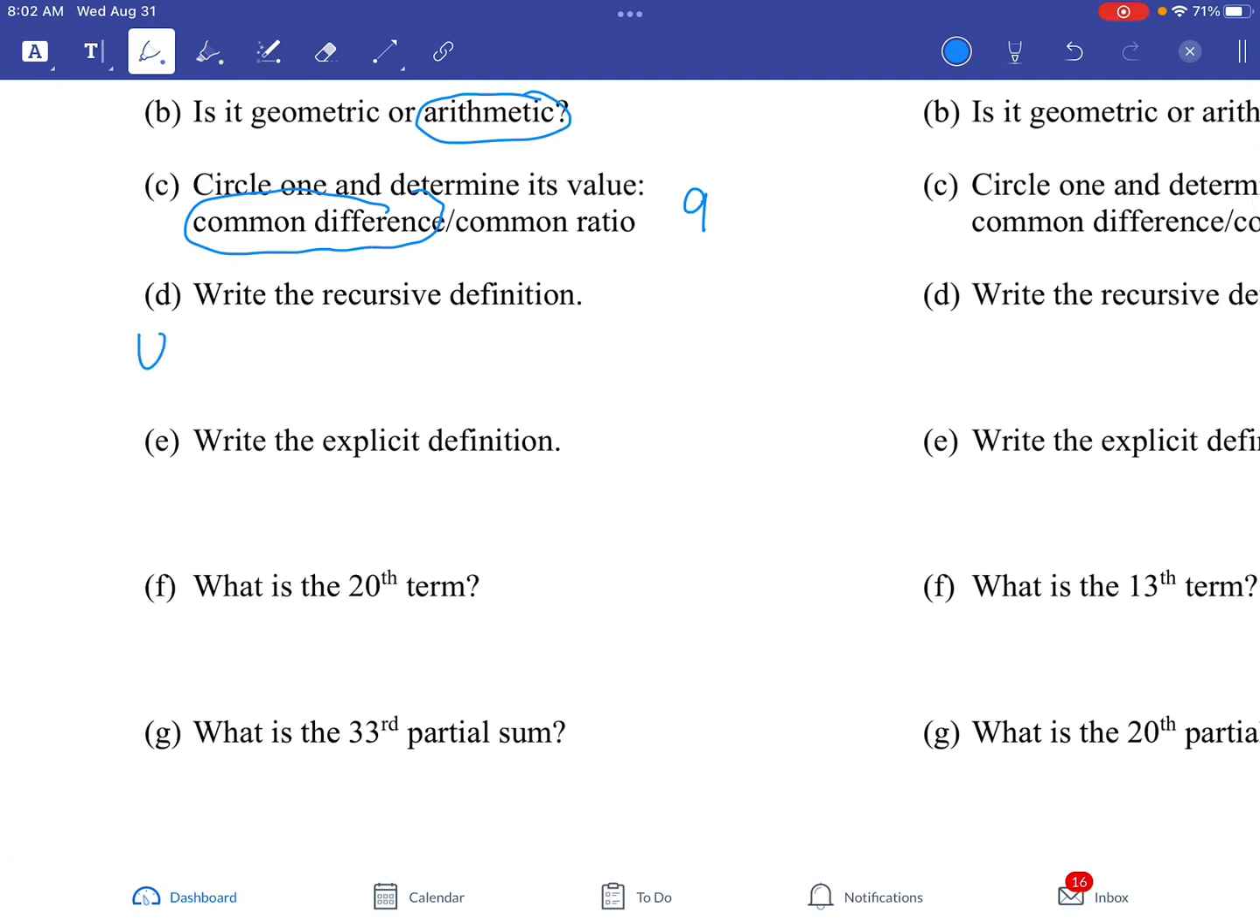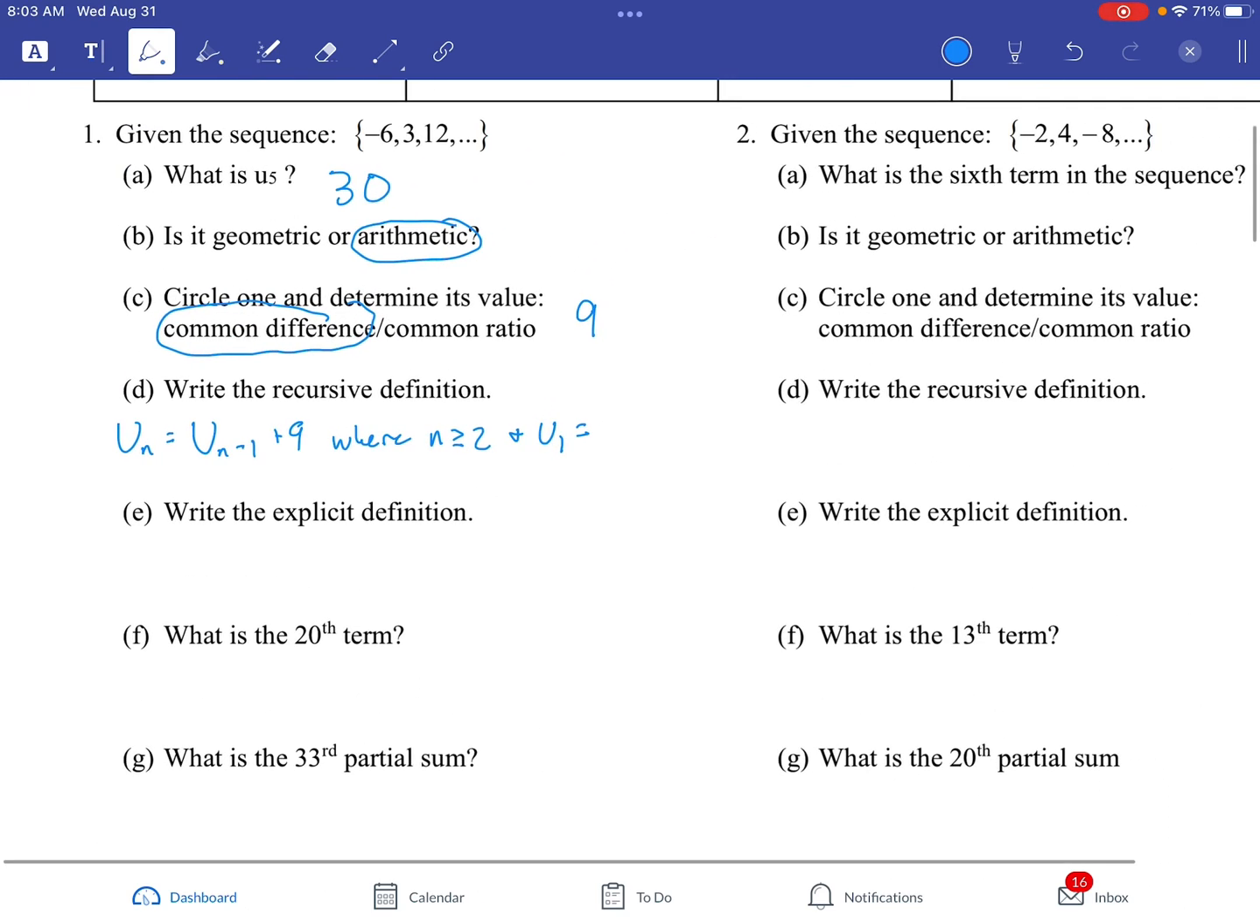So we have u sub n is equal to u sub n minus 1 plus 9, where n is greater than or equal to 2, and u sub 1 is equal to, I'm not sure, let's check it out, -6. Okay, please don't get the recursive definition and the explicit definition switched up.